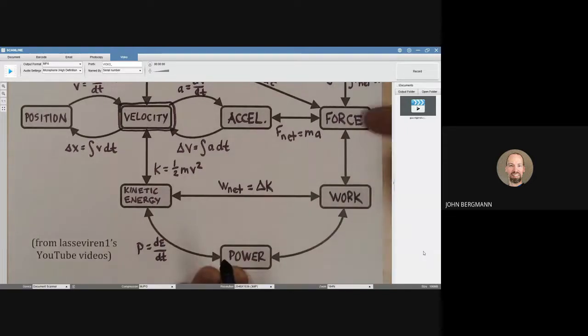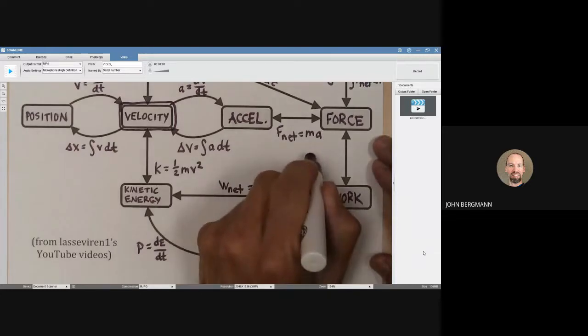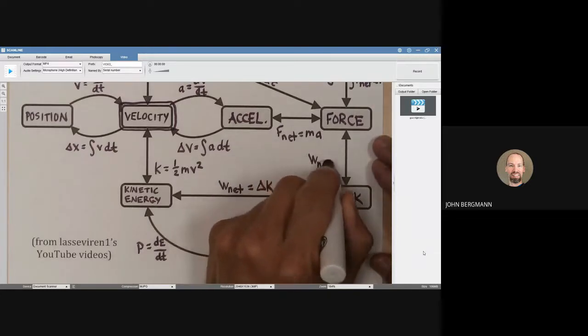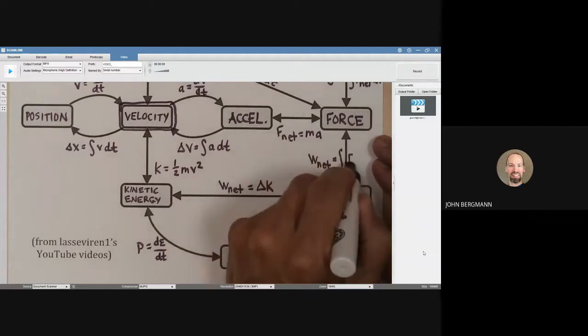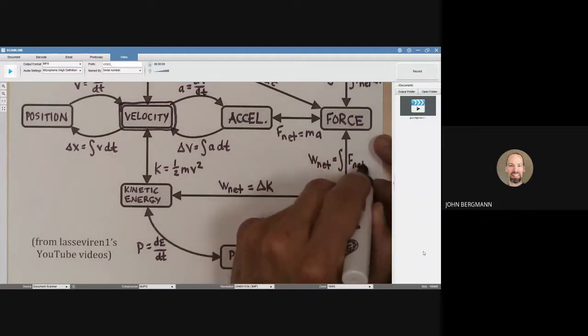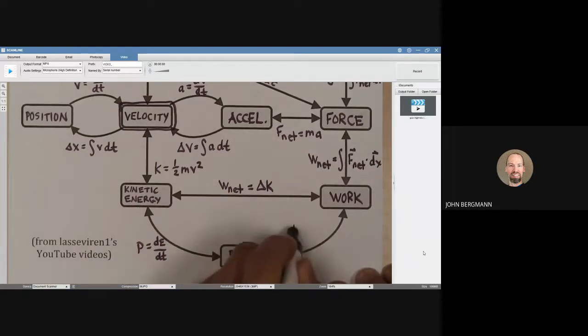What about here? How do force and work relate to each other? Again, this is an equation that we're going to study in more detail in the next unit, but basically work is force times distance. So there's an equation that connects that. And finally, power is equal to the amount of work done divided by the time.